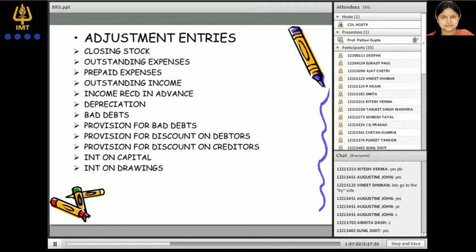Now, let's say in our business, we have the practice that our electricity bill comes on the 7th of the following month. So the bill for the month of January will come on 7th February. No issue. I will make the payment. I will book my expense.